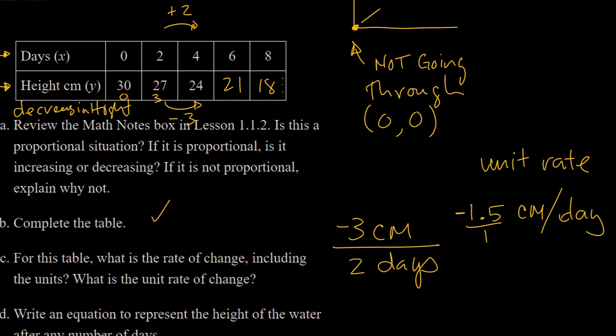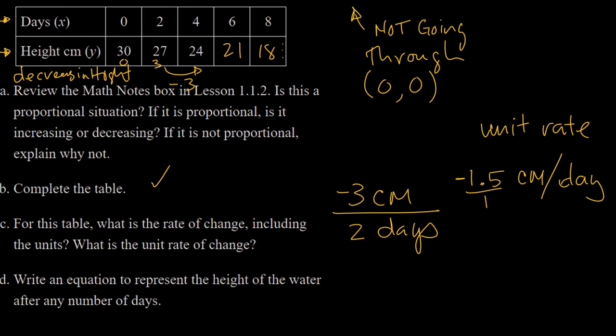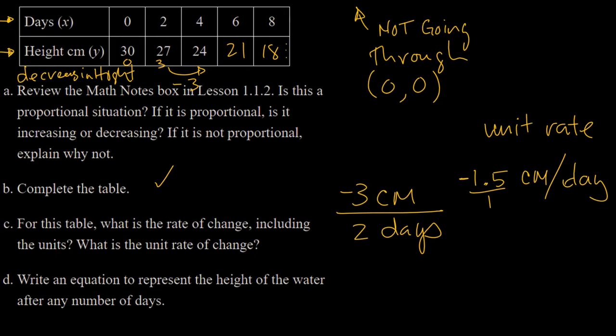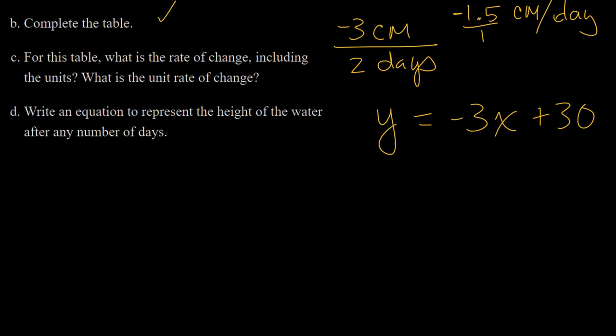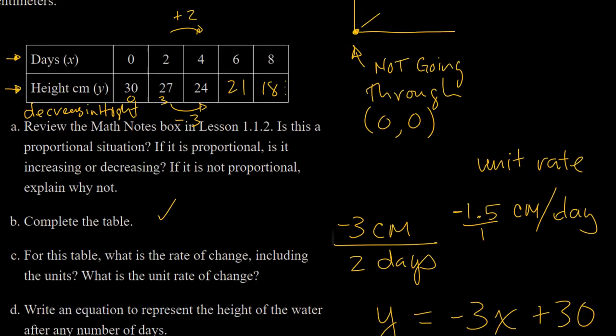And then finally, write an equation to represent the height of the water after any number of days. They used x and y, so y is the height of the water, and it's going to equal minus 3x plus 30. When x is 0 days, that gives me 30. When x is 1 day, it gives me 27. When x is 2 days, it's 30 minus 2 threes, which puts me at 24. So that is the equation that gives the height of the water when x is the number of days. And that is the last question.